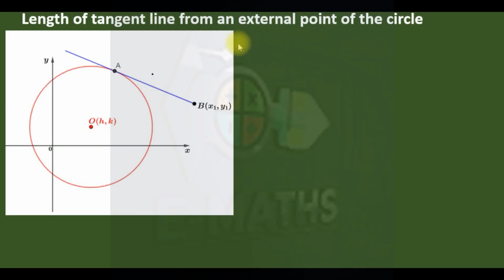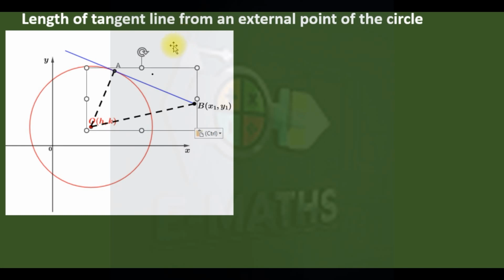Okay, let's get an expression for the length of a tangent line from an external point. So if we have external point B with coordinate x1, y1, and the center of the circle h, k. We want to get AB given the radius and the external point. So if we join OA and OB, we have this.